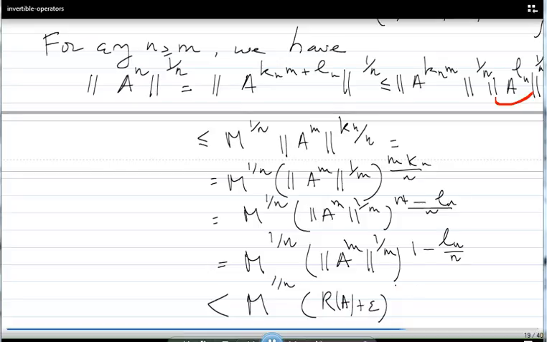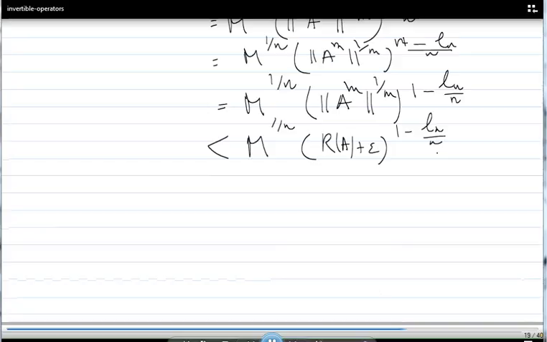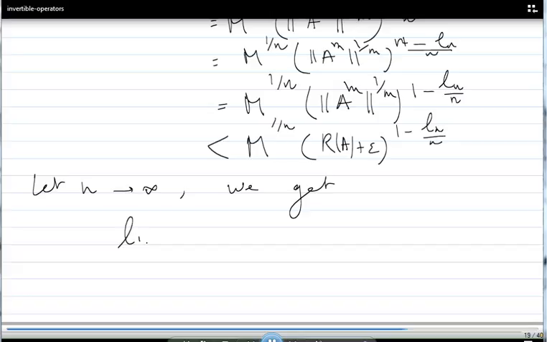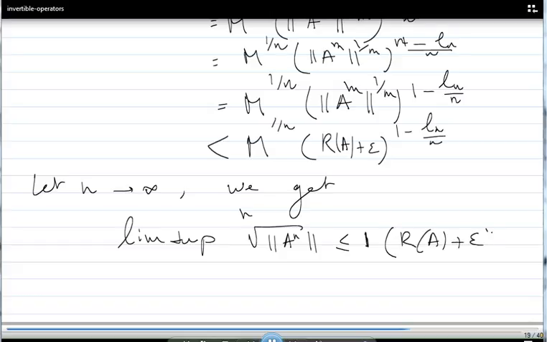To the power 1 minus ln over n. So, because this is true for any n bigger than m, and since ln over n is bounded between 0 and m over n, if we let n go to infinity, we get the lim sup of the nth root of the norm of a to the power n is less or equal than 1, because m to the power of n goes to 1, and r of a plus epsilon to the power 1 when n goes to infinity.